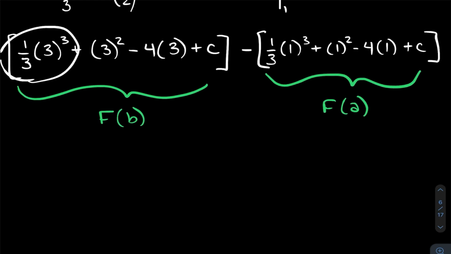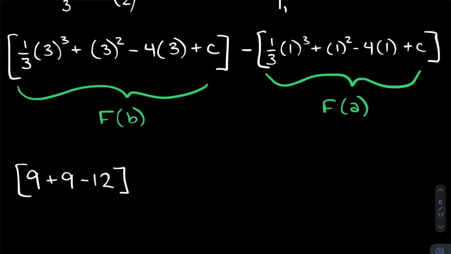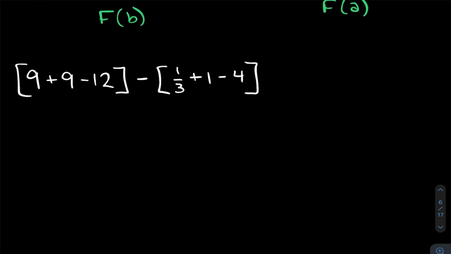So let's go through and do this here. 1/3 times 3 cubed. Well, 3 cubed is 27. Divide that by this 3, and you're going to get 9. Then you get a 3 squared. That's 9. Negative 4 times 3 is negative 12. And that's going to be it for the first bracket. Then we have minus. This is a 1/3. Then we're going to get a plus 1 minus 4. And that is something that we can work with here. And so now let's just combine all this together. 9 plus 9 is 18. Minus 12 is 6. We get minus. Then we have a 1/3. And then here we have a minus 3.